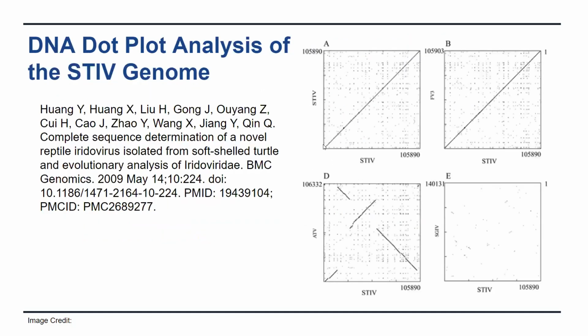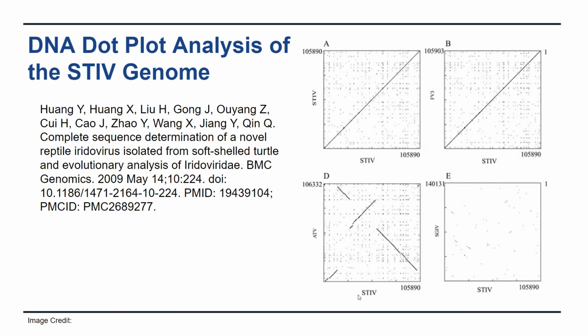This is called the dot plot. And it's a little bit complicated, but it makes it very clear here. STIV is soft-shell turtle iridovirus. If you line up the sequences, the genome of STIV on a line and compare it to itself and put a dot every time you have the same nucleotide, all the nucleotides fall on a straight line. If you're comparing STIV to Frogvirus 3, you see the same thing. And what that's telling you is that soft-shell turtle virus and Frogvirus 3 are probably just isolates or strains of the same species, which happens to be Frogvirus 3.